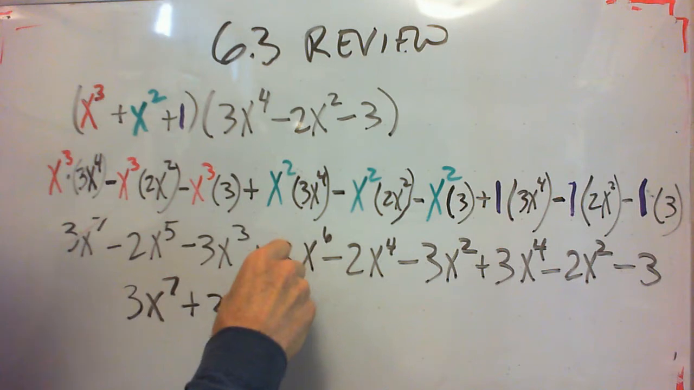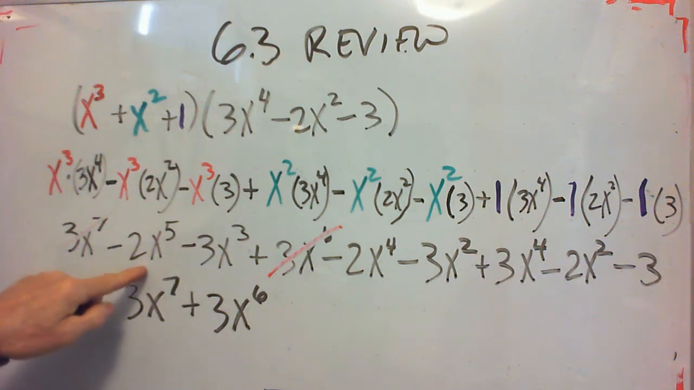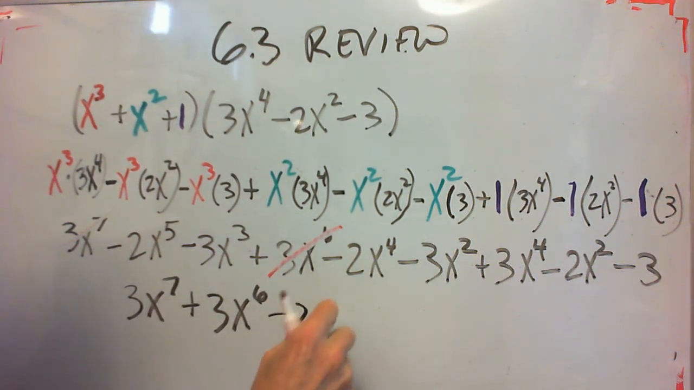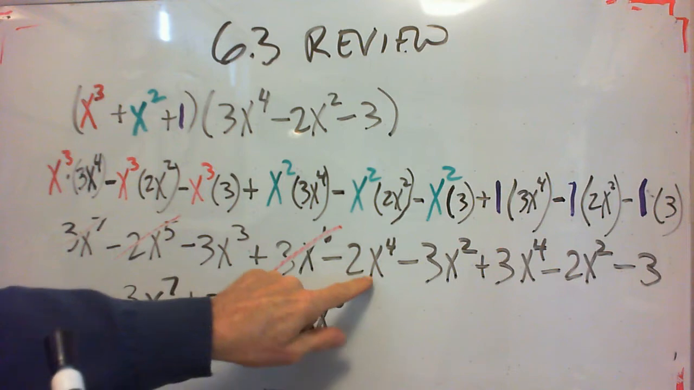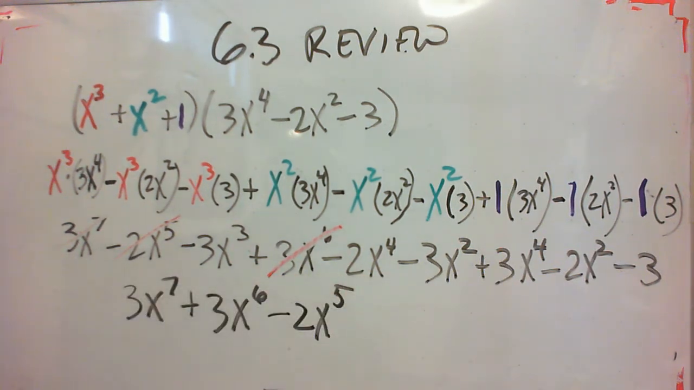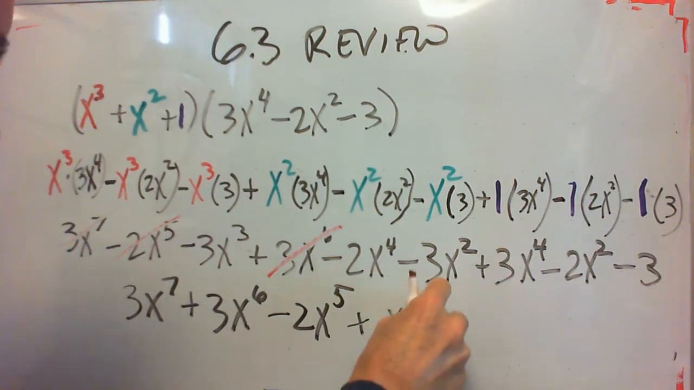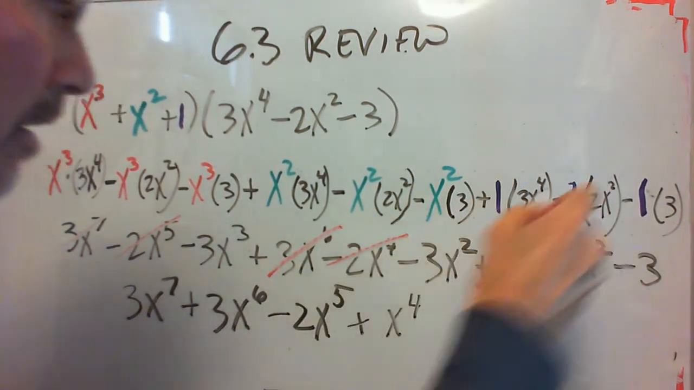So I'm going to cross that off. We have 1x to the 5th term minus 2x to the 5th. I'll cross that off. Then we have 2x to the 4th terms, and they combine to make a positive 1x to the 4th, or just x to the 4th. So I'm going to cross those off.